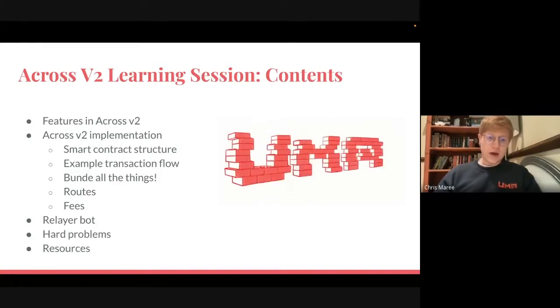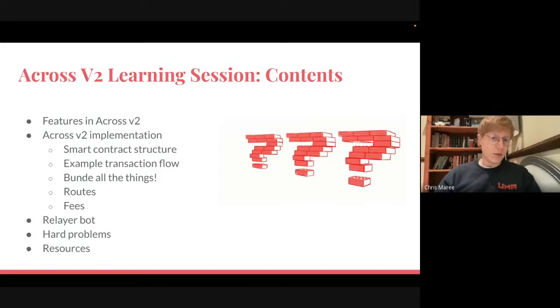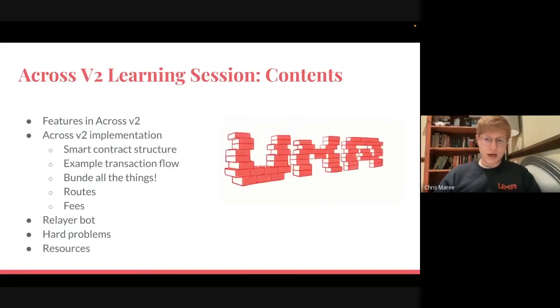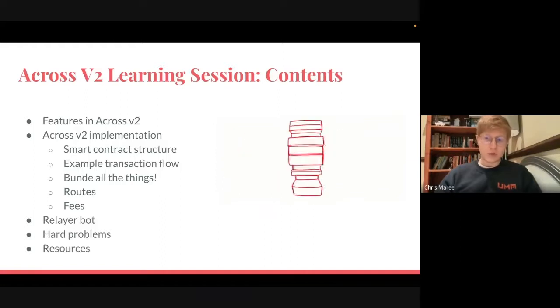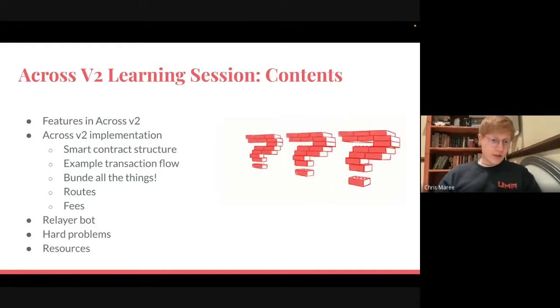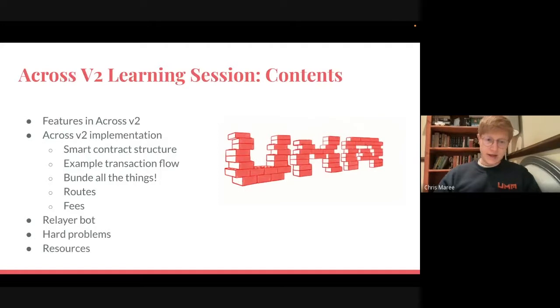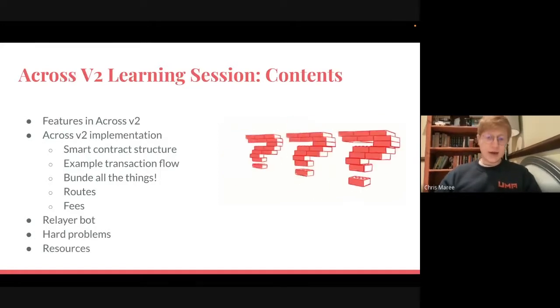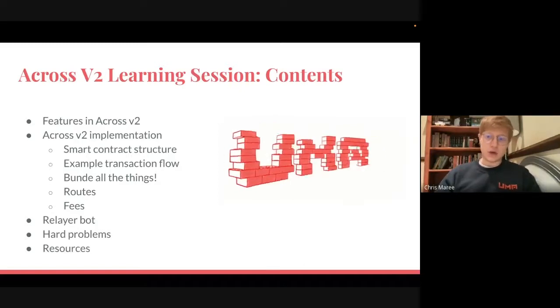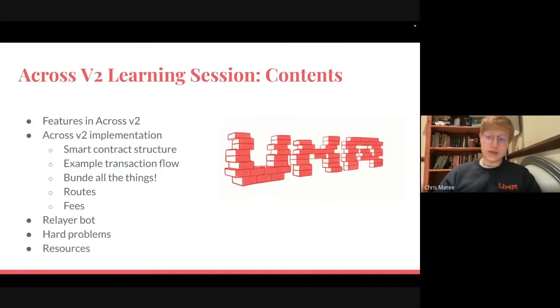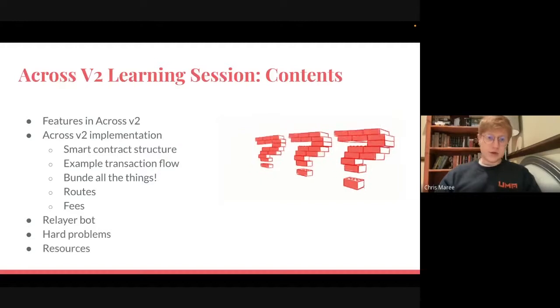We're going to spend a lot of time discussing bundles and how bundling works in Across V2, which is kind of one of the core concepts of how everything works and kind of what makes it a unique product versus the competition. We'll look at some of the other implementation details, discuss some hard problems, and close with some resources that you can look at, as well as useful content for people that might not be part of the UMA team when this becomes a video on YouTube.